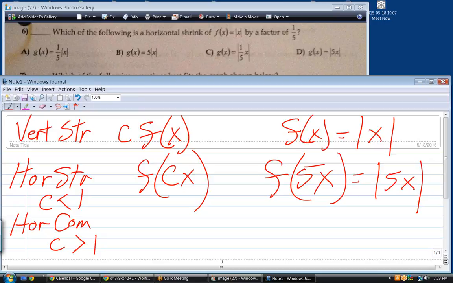Is B and D the same? No, because 5 is inside the absolute value sign. But they are in fact the same. In other words, no matter what value you put in for x, this is going to be the same as that because 5 is always positive. So I can remove it from the absolute value sign.